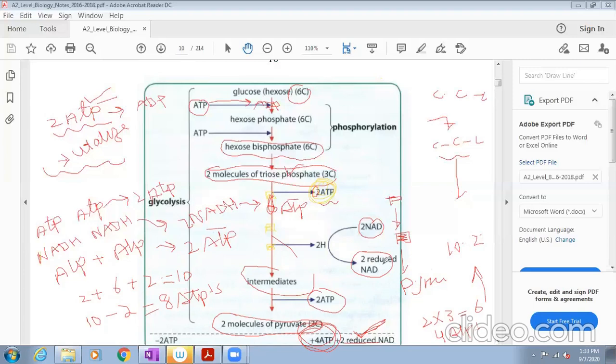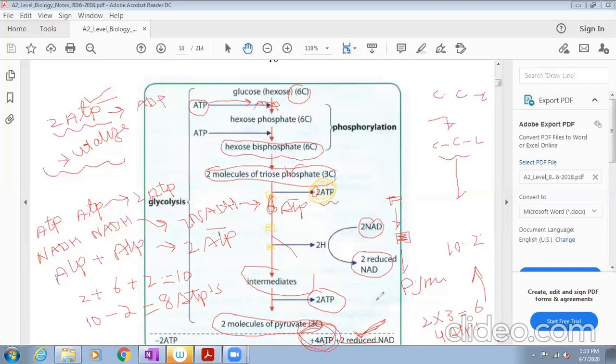So once again, repeat with me. Substrate level ATP, I got 4. And from oxidative phosphorylation, I got 2 NADH, so it means I got 6 ATP from that. Yes. I hope this is clear right now. Okay? Yes, sir. Yes.